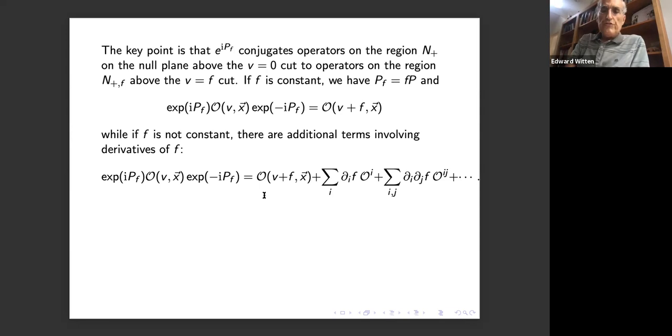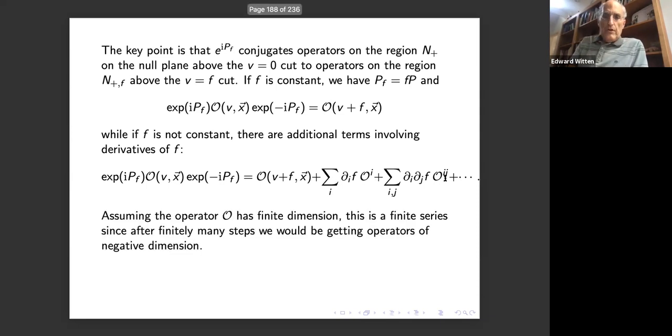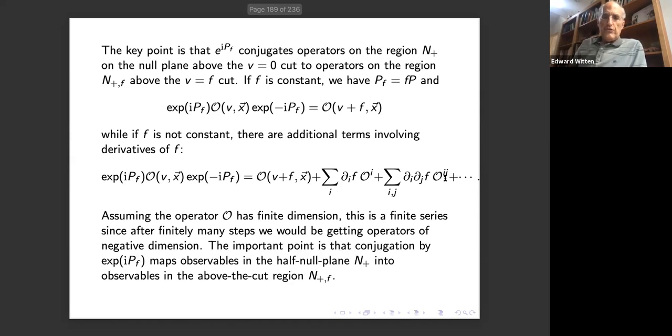But for any given O, this is a finite series because it involves operators of lower and lower dimension as we take more and more derivatives of F. So if O is any operator of finite dimension, this series terminates after finitely many terms. I think it's important that it terminates after finitely many terms because it means that we get a well-defined local operator rather than a formal series we wouldn't understand. So this is a finite series that stops after finitely many steps. So the important point is that conjugation by each of the e to the iP_F maps observables in the standard half null plane to observables.